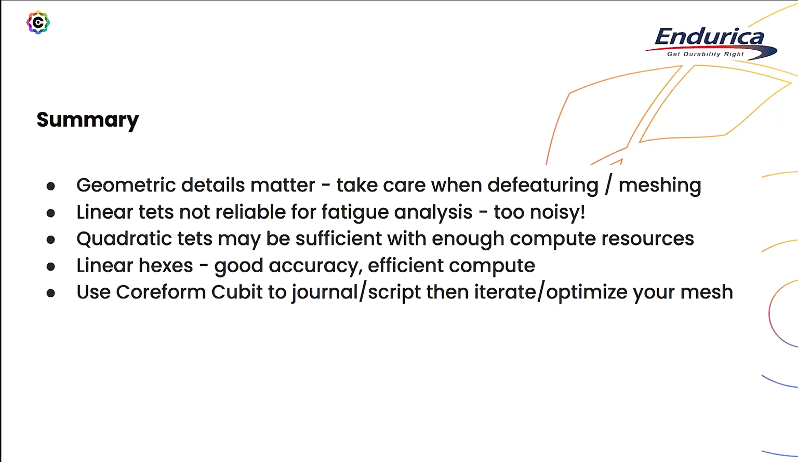Another thing that's really important, if you do want to do mesh convergence studies, is to automate the mesh build process, and that's where the journaling and scripting features allow you to quickly iterate. I always like to start with a very coarse mesh, because that allows you to very quickly iterate and solve a lot of the issues that you've got to solve to get your model working.